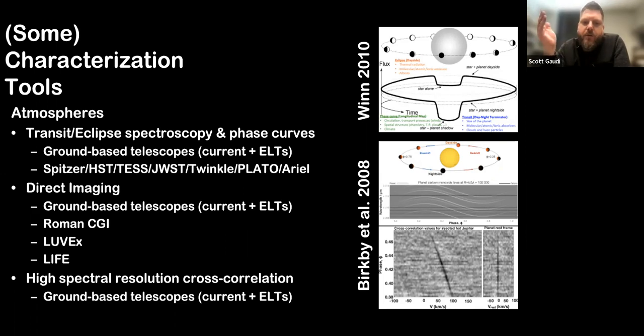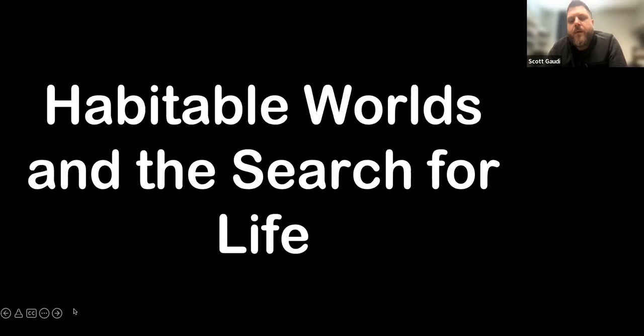And then there are other methods we have as well. I'll just mention high resolution cross correlation, which has been shown to be a fairly powerful method of directly detecting planets using high resolution spectra and high signal to noise. In the future, we can imagine doing this with ELTs, for example. And that'll give us access to a whole suite of planets that we can't do today.